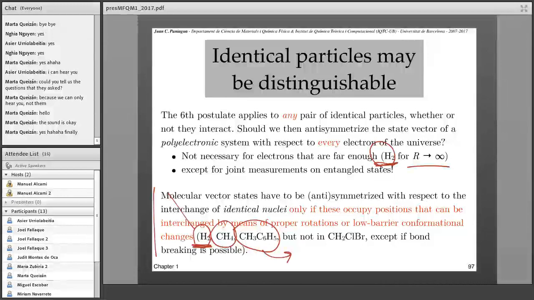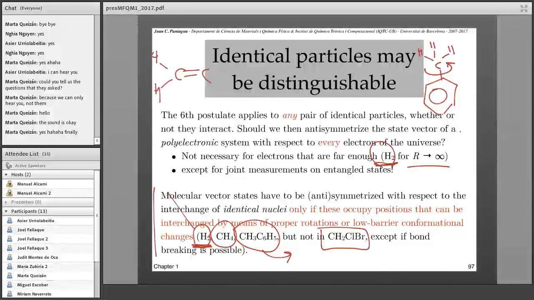In this case, in fact, we have a benzene ring with CH3, and if this were in a fixed conformation, we could differentiate maybe the hydrogens by their positions. But at usual temperatures, the rotation about this single bond is very easy, and so in practice it is not possible to differentiate between the three hydrogens, to label them, and so we must consider them indistinguishable.